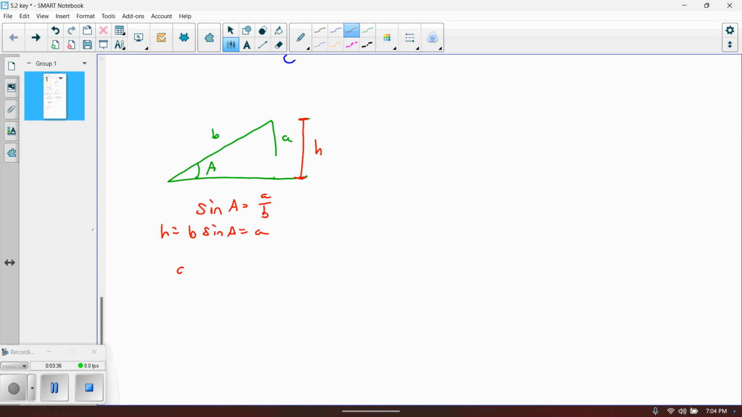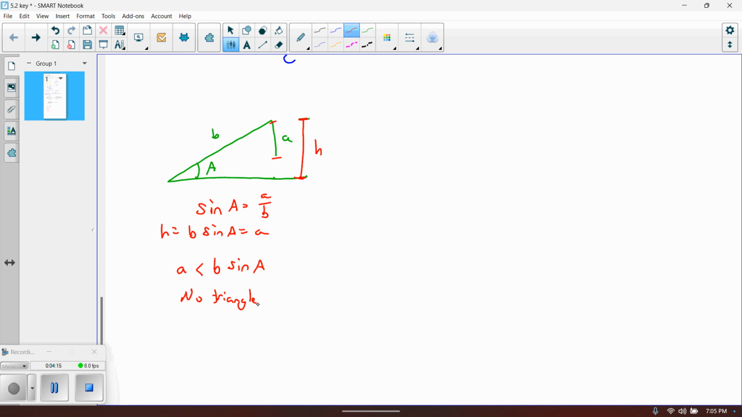If your a value is less than the height, which is represented by b sine A, just like here, where the a value is less than the height, then there's no triangle. And this is the formula that you would use. If a is less than b sine of capital A, we have no triangle. The nice thing about this is that you're done. If your a value is less than b sine A, there's nothing else to solve because there's no triangle.